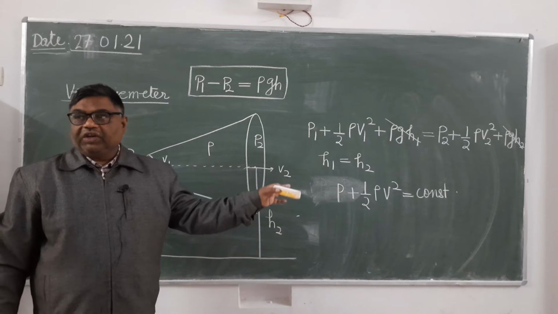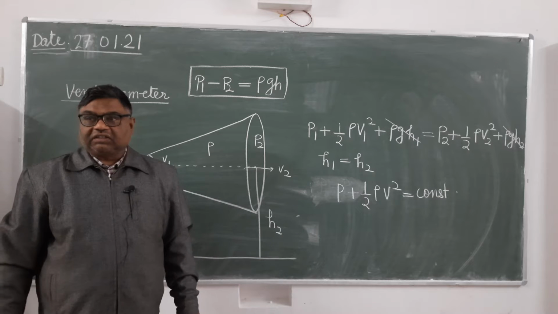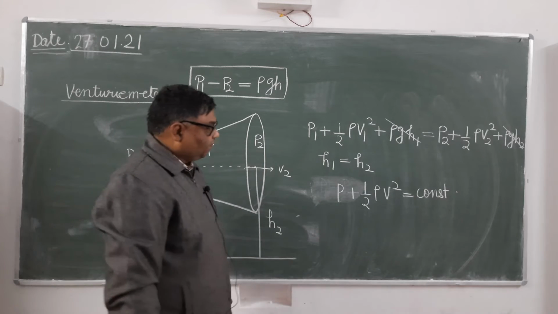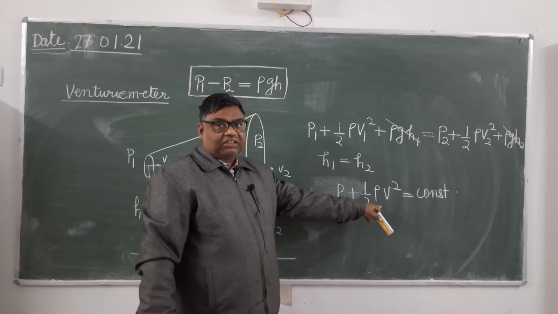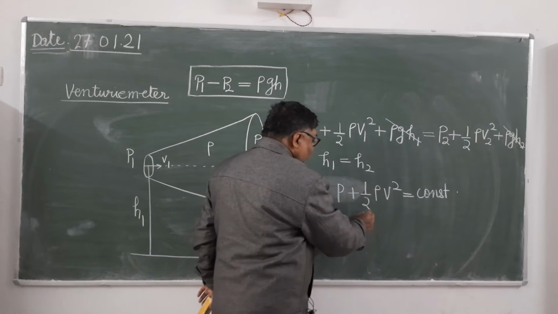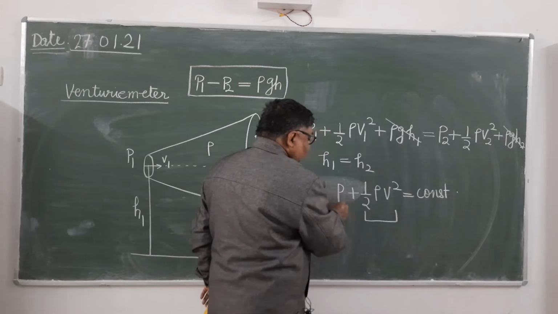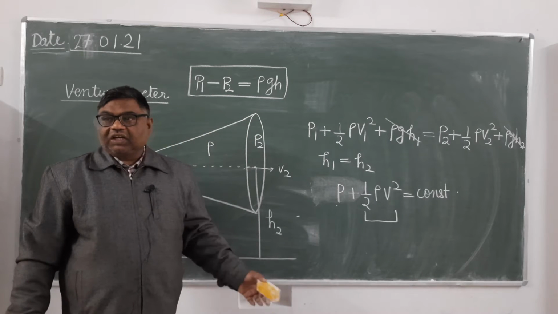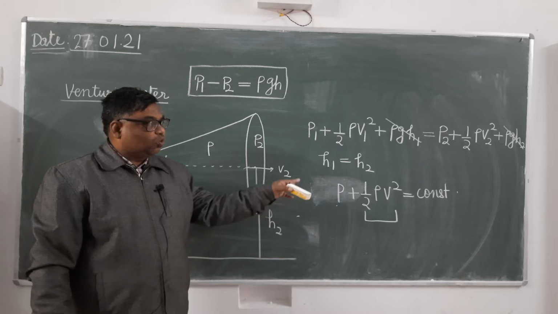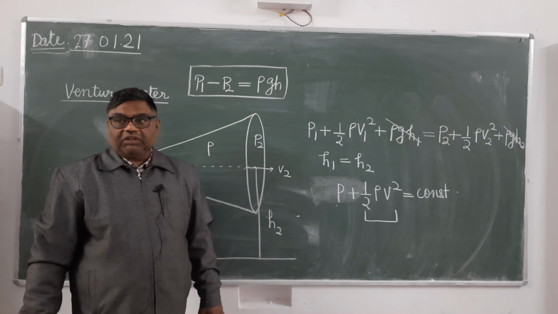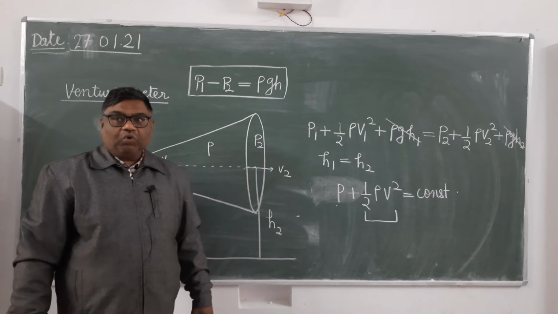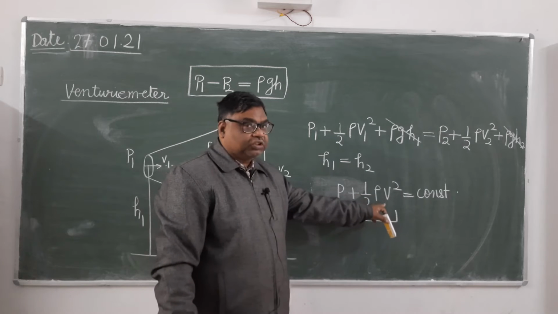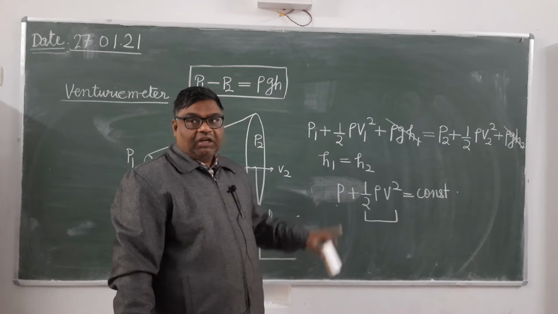What is V? V is the velocity of flow at that cross section. Now you can see here, its total is constant. It means if this component increases, then what will happen to this component? P. It will decrease. It's clear? Because the total is having the same value always. Means if velocity increases, pressure will decrease.